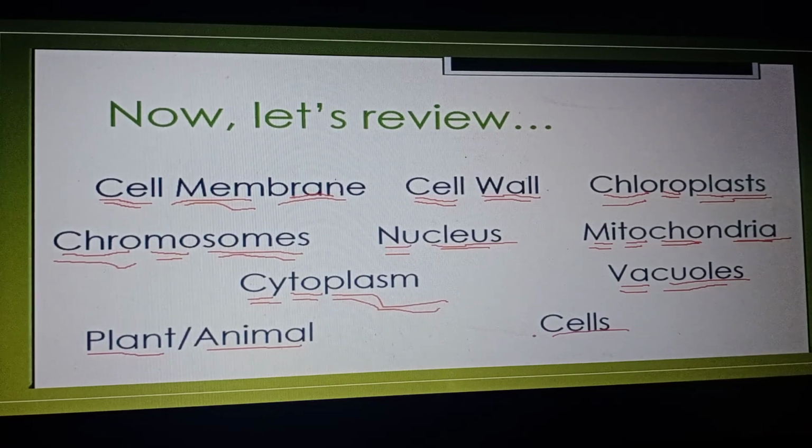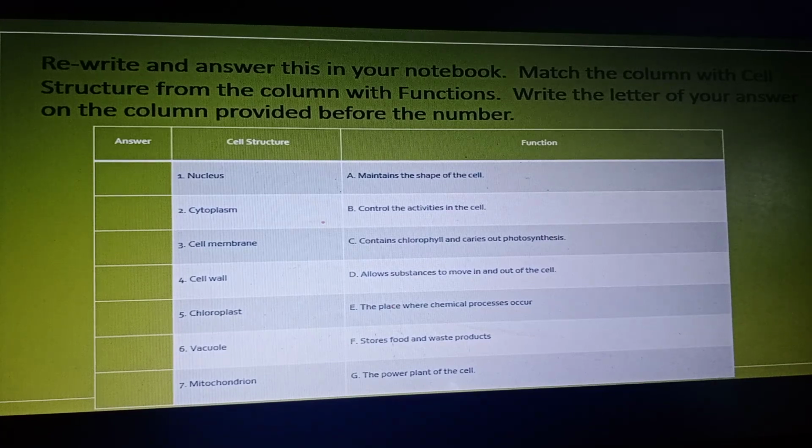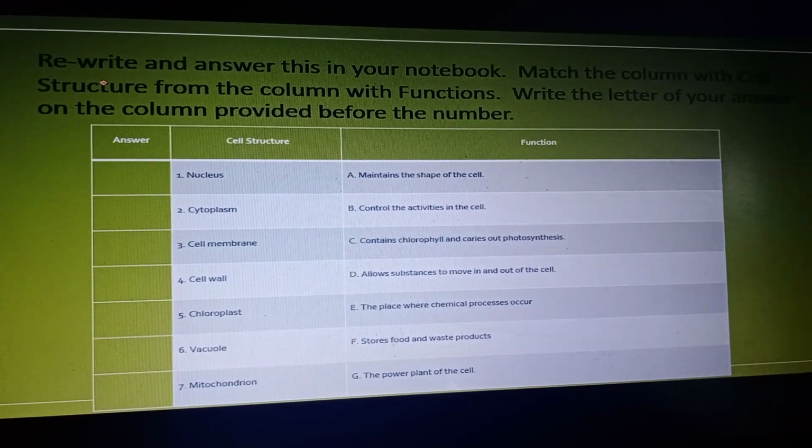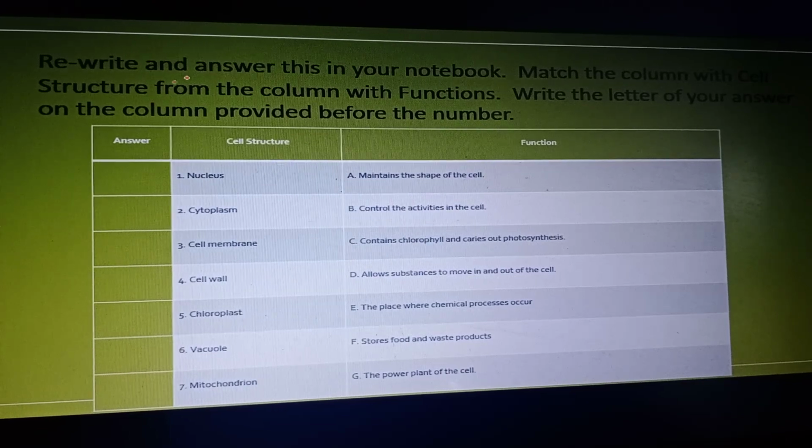We're almost done. Now, with this one, I want you to rewrite. When you say rewrite, meaning you need to copy this one in your notebook. Okay, but if you're lazy, it's up to you. What I need is the answer. Okay, rewrite and answer this in your notebook. Match the column with cell structure. This one is your cell structure. From the column with functions. So these are the functions. These are the different parts of the cells for both plant cell and animal cell, and these are their functions. Okay, now write the letter of your answer on the column provided before the number.